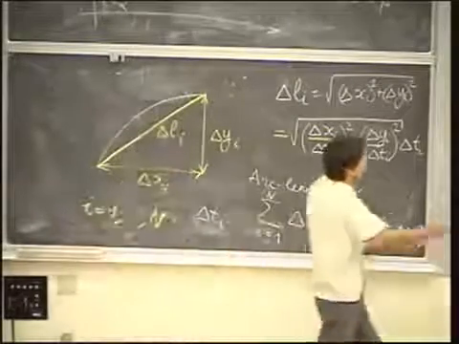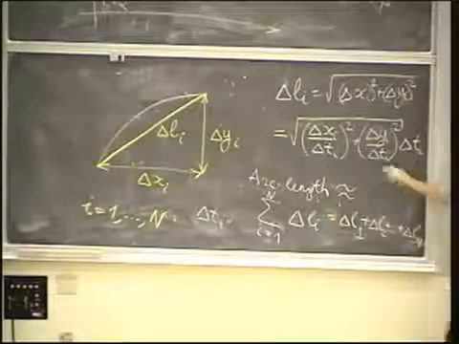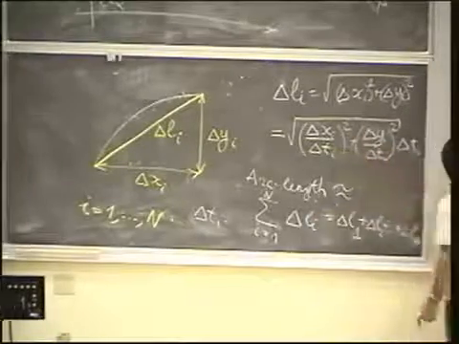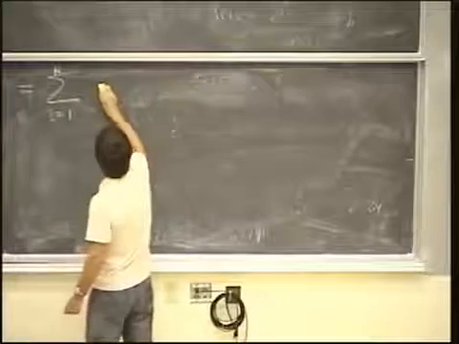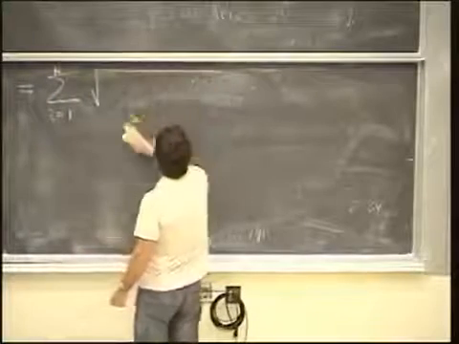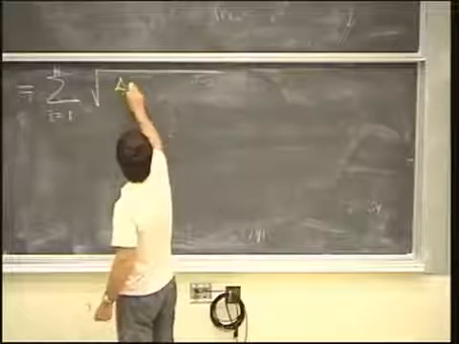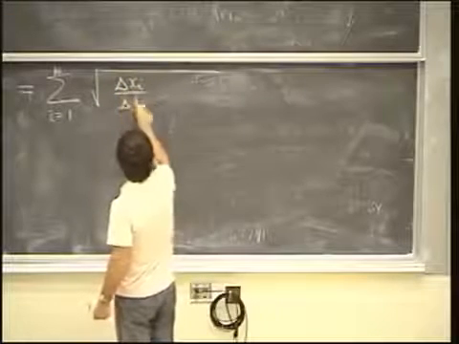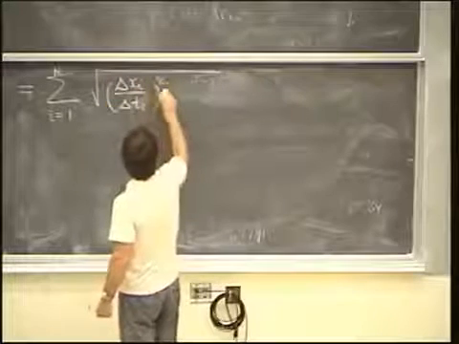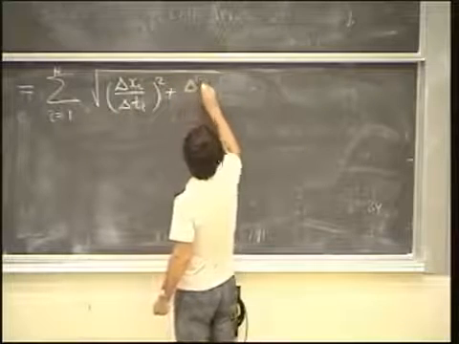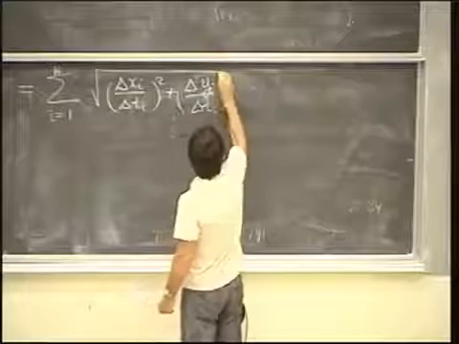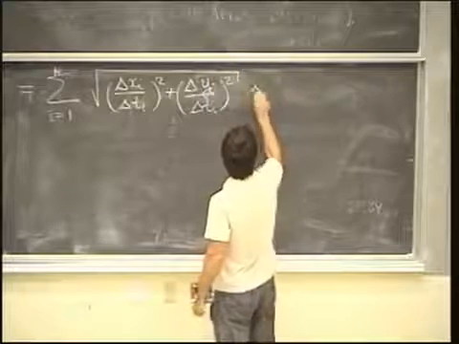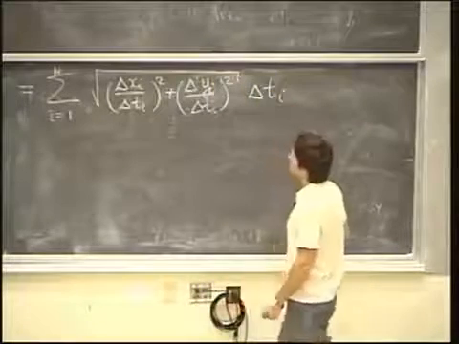Okay, and so now I continue the formula and I substitute this expression here. So what I get is the sum from 1 to n. And here I put the square root of delta xi divided by delta ti squared plus delta yi divided by delta ti squared, times delta ti.